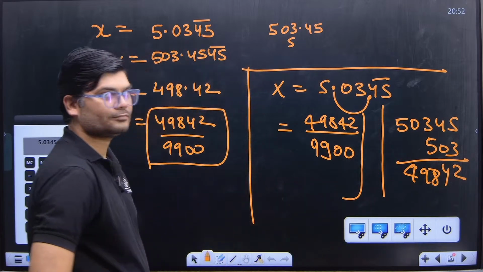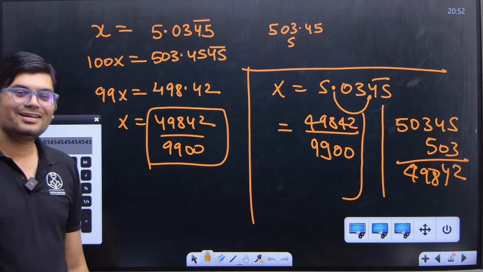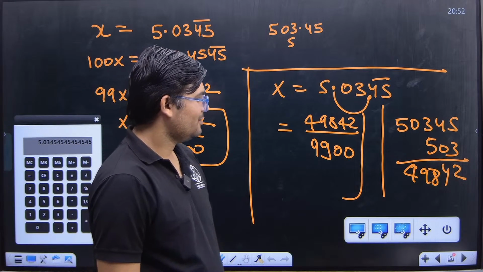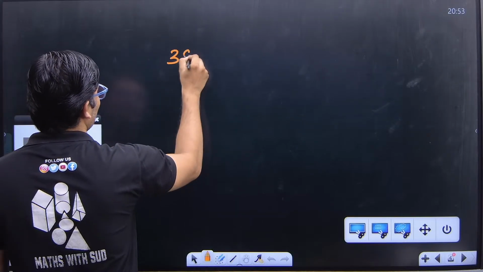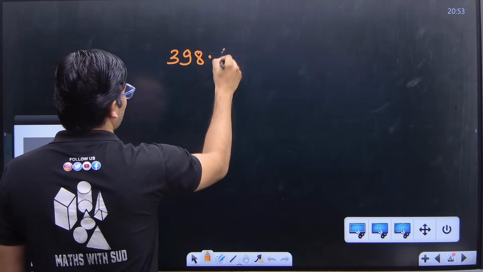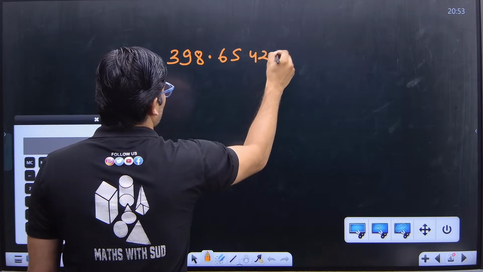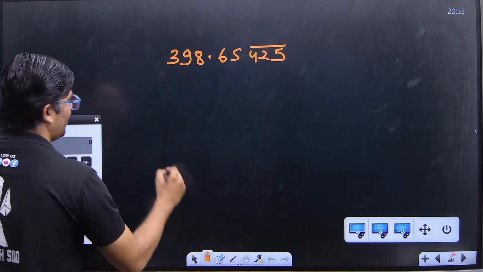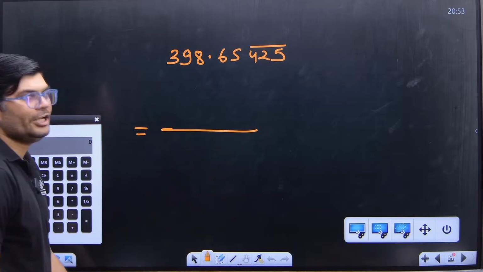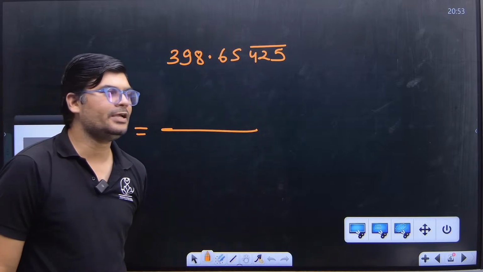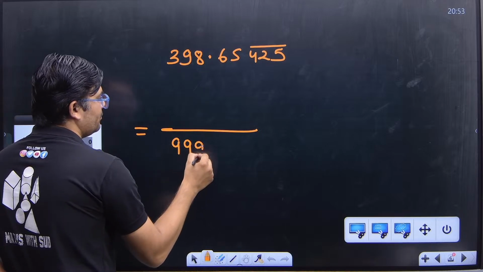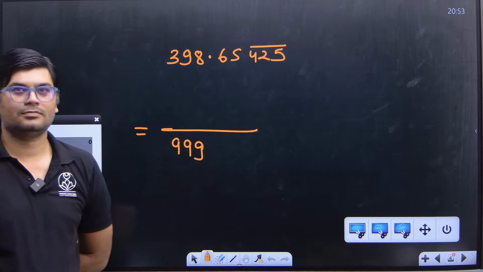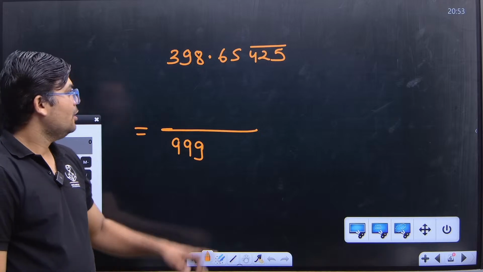Wow. So this will work on any question? Yeah, I am going to give you one question. Now the question will be a bit tougher: 398.65, with the bar on 425. Now tell me what will be the denominator first. How many numbers are repeating? 3. So how many 9s will we write? 999. 3 nines.